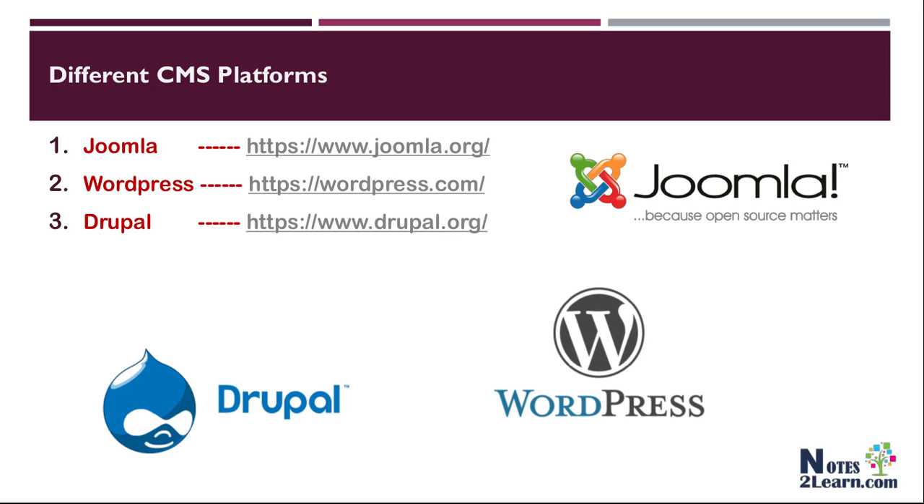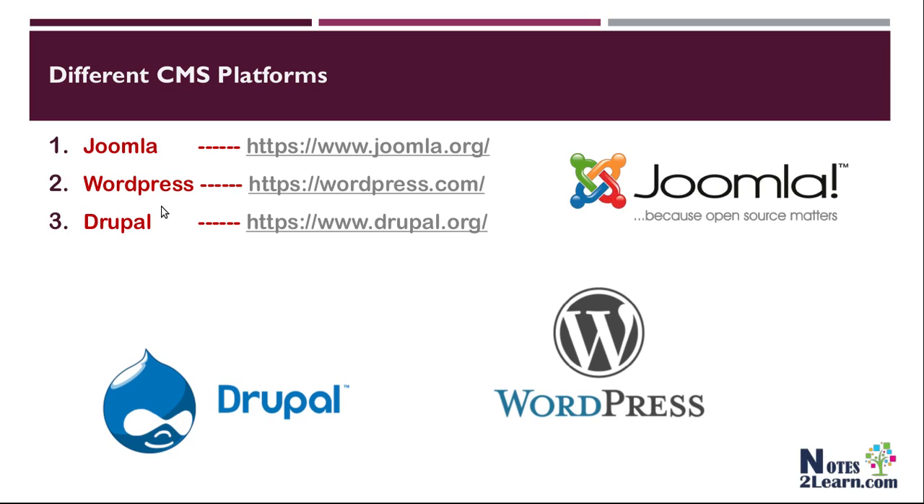Next, these are some of the topmost content management systems available on the internet. Joomla is one of the most popular and topmost content management systems, which can be downloaded from the website www.joomla.org. You can go to the website and see the functionality of Joomla. If you want to study in more detail, you can approach this web URL, www.joomla.org. This is the nice logo created for Joomla.